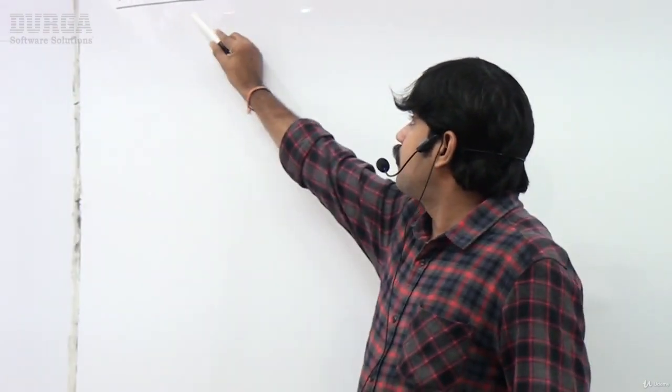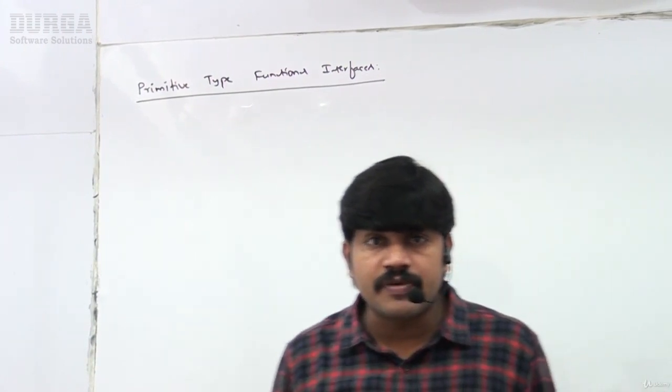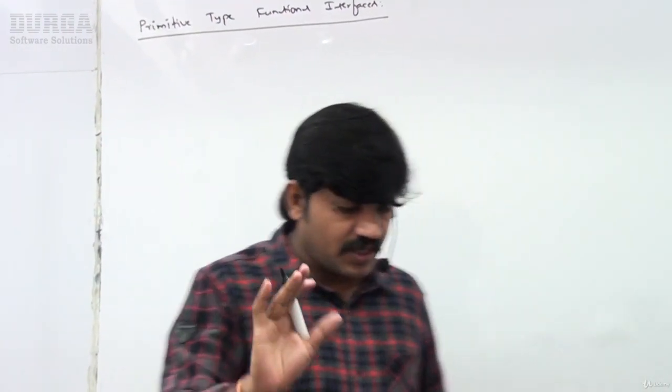Sir, in the last video, you became aware of what auto boxing is, what auto unboxing is, and type parameters, with some clarity. So that you can understand primitive type functional interfaces very easily, just observe that.